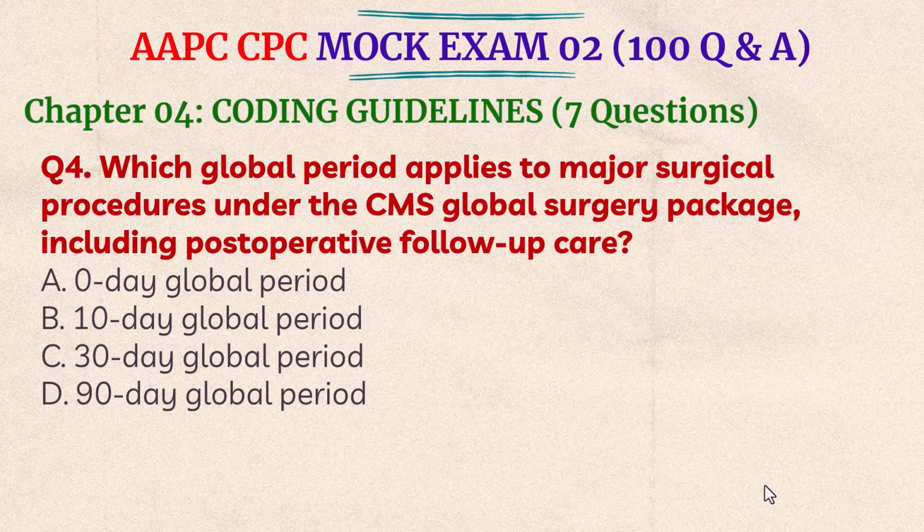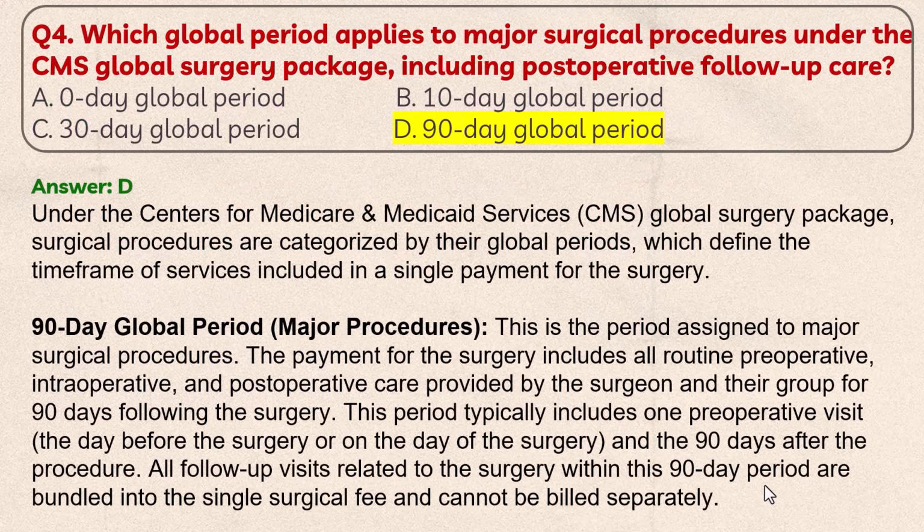Question number 4. Which global period applies to major surgical procedures under the CMS Global Surgery Package, including post-operative follow-up care? There are 4 answers. First one is A, 0-day global period, B, 10-day global period, C, 30-day global period, D, 90-day global period. Think the answer. The correct answer is D, 90-day global period.